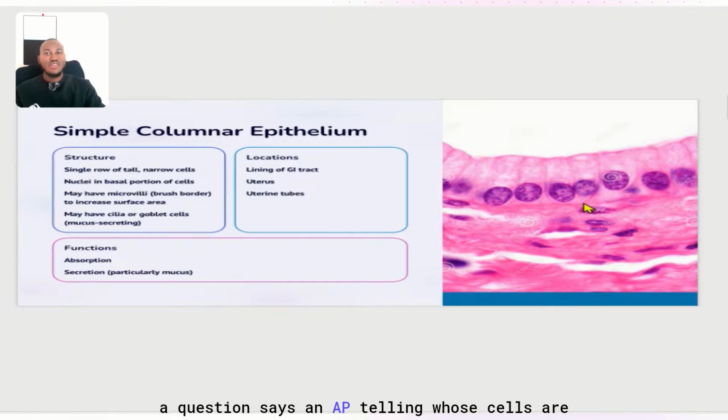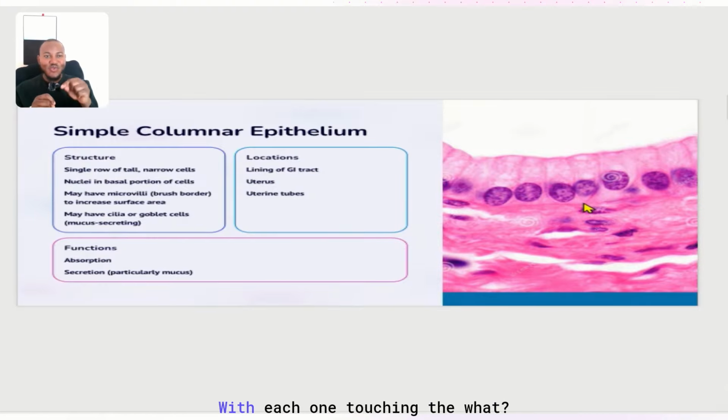Now, a question says, an epithelium whose cells are tall and narrow, with each one touching the basement membrane. With each one touching the what? The basement membrane. What does it tell you? Tall, narrow means what? Columnar. Touching the basement membrane. Simple. You get your answer, and you're good to go.